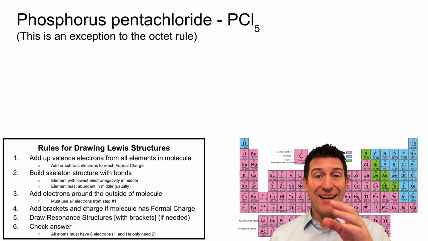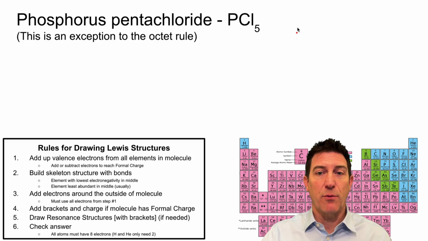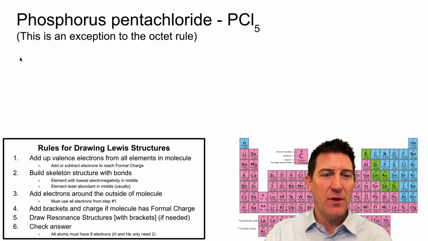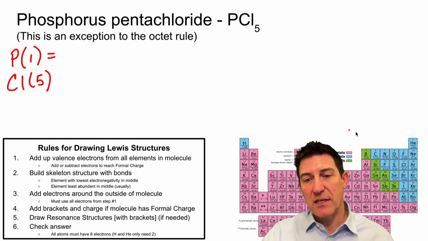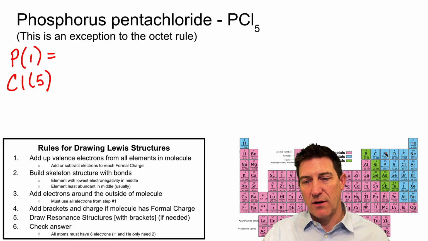Phosphorus pentachloride is an exception to the octet rule. That's why I've chosen it as our next example. Now let's work through all of our steps or all of our rules. We can see we have 1 phosphorus. We have 5 chlorine. I find phosphorus to see how many valence electrons our phosphorus has.